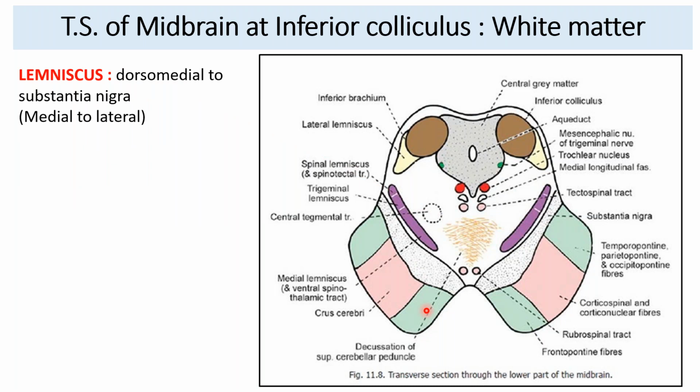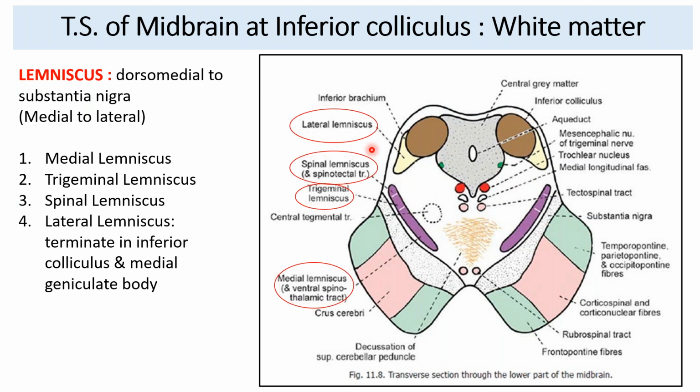Now coming to the lemniscal system, which is seen dorsomedial to the substantia nigra. From medial to lateral direction, this is the medial lemniscus, this is the trigeminal lemniscus, followed by the spinal lemniscus, and then the lateral lemniscus, in this order. The lateral lemniscus, remember, is for the auditory impulses. It is going to terminate in the inferior colliculus and medial geniculate body, so it will be seen till the level of the inferior colliculus.